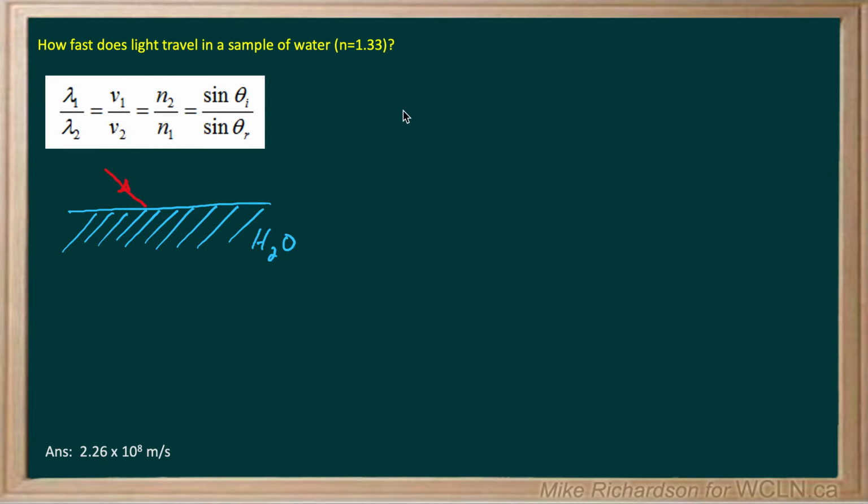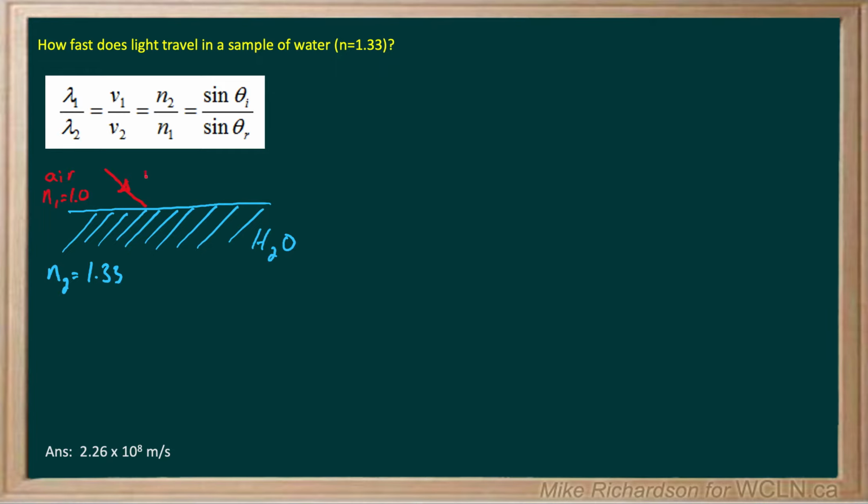How fast does light travel in a sample of water? We know that the index of refraction for water is 1.33. So imagine my surface here, and I'm showing the water with the blue lines. And imagine I've got a laser beam here with this red line traveling down and hitting that little interface between air, where we know the index of refraction is 1.0, and traveling into water, where it's given that the index of refraction is 1.33.